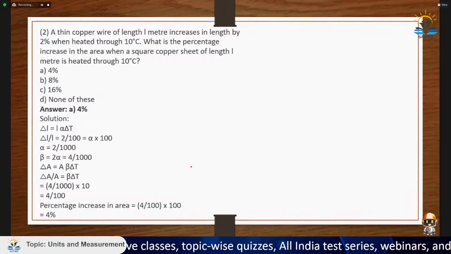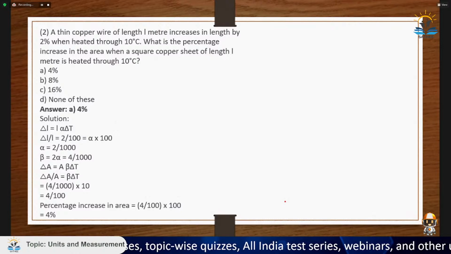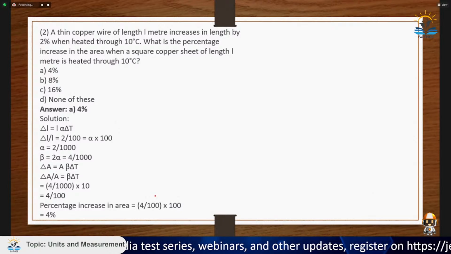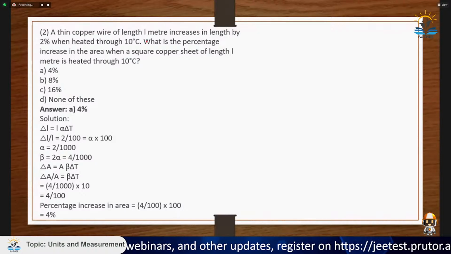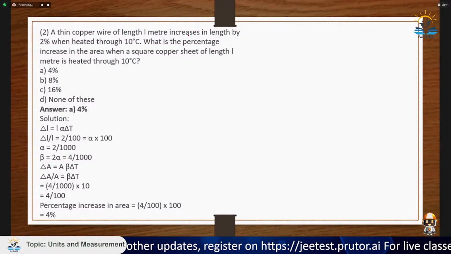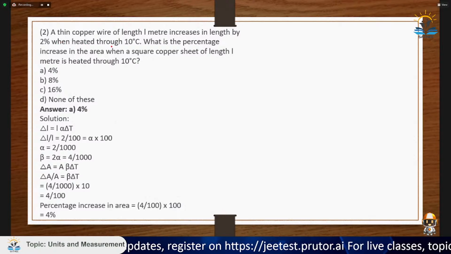Moving ahead. A thin copper wire of length L meters is increasing in length by 2% when heated through 10 degrees Celsius.